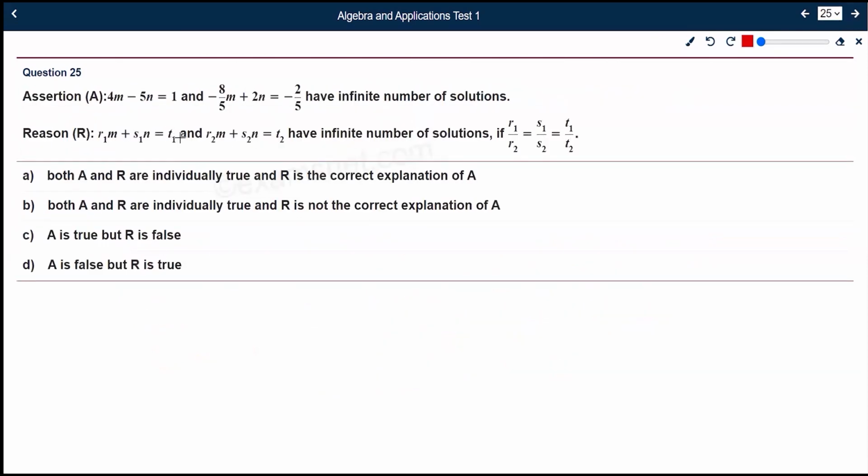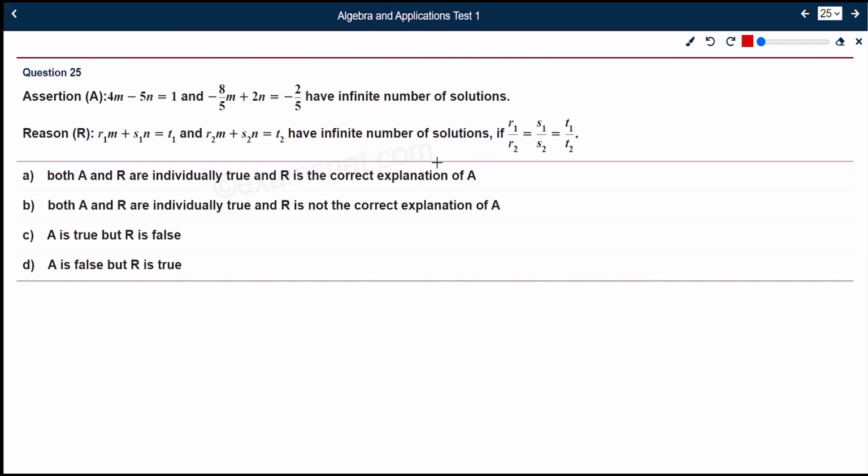Assertion and reason. This is a different type of question where two statements are given. In the assertion, it's given that 4m minus 5n equals 1 and minus 8 by 5 m plus 2n equals minus 2 by 5 have infinite number of solutions. In the reason statement, it's given that R1m plus S1n equals T1 and R2m plus S2n equals T2 have infinite number of solutions if R1 by R2 equals S1 by S2 equals T1 by T2.